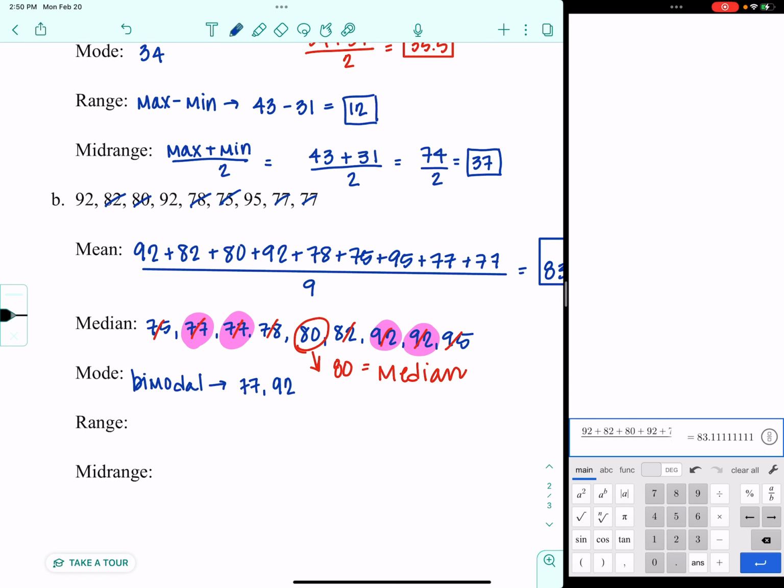The range was the maximum minus the minimum. Our maximum was 95. The minimum was 75, leaving us a range of 20.